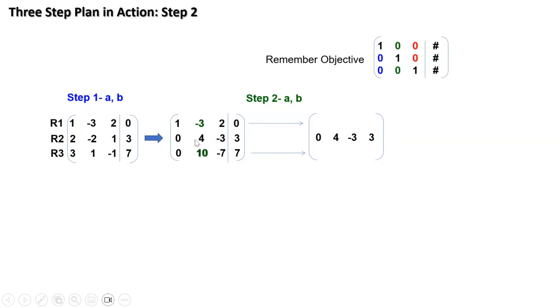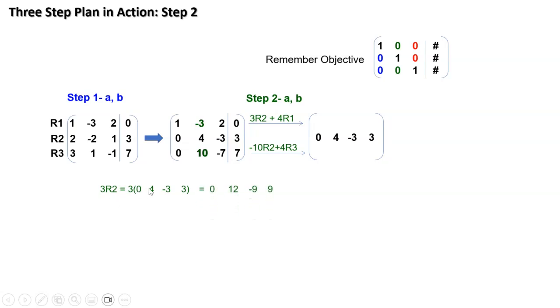So we're going to use row 2 to eliminate the -3 in row 1. So I'm going to multiply 3 times row 2 and add it to 4 times row 1. And with the second part, I'm going to multiply -10 times row 2 and add it to 4 times row 3. And here's my work.